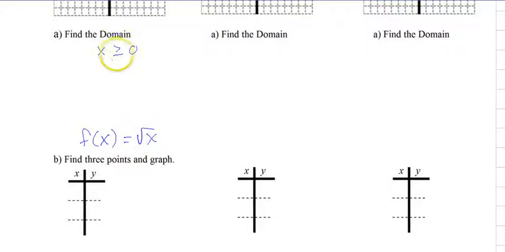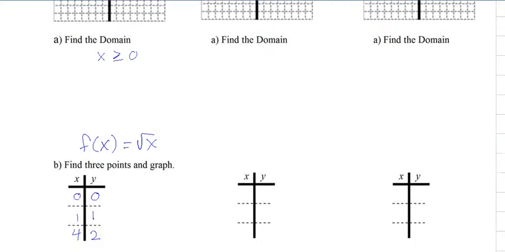Now we can plug in values, and this is where we want to start. We start with 0, and the next value would be 1. Then we could pick 2, but what's the square root of 2? It's not nice. So we pick values that we know, perfect squares. Square root of 0 is 0, square root of 1 is 1, and the square root of 4 is 2. That gives us the three values that we can plot.